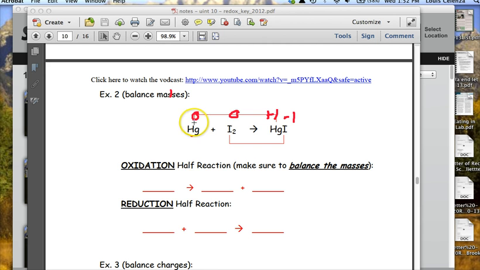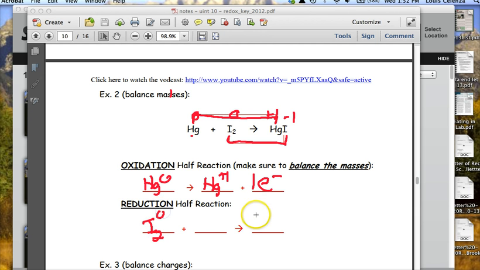The mercury goes from 0 to a +1. So the mercury starts out as 0 and it goes to a +1, and it lost 1 electron. If you want to put a 1 in front, that's fine. The iodine, however, goes from a 0 down to a -1. So the iodine goes from a 0, and it goes to iodine with a -1.